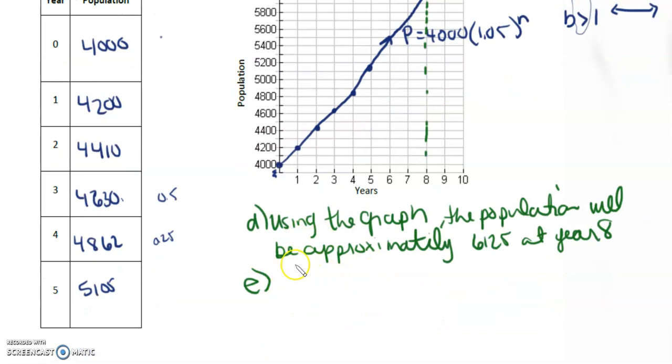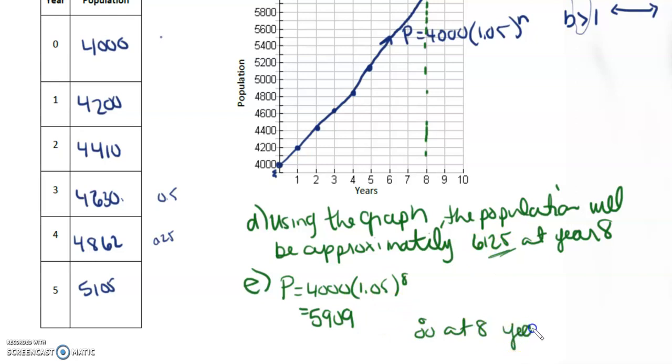Okay, now E asks us to do the exact same thing, but actually use the equation. So the population is going to be 4,000 times 1.05 to the exponent 8. Just note that it's difficult to actually pinpoint on a graph exactly where the number is. So using that, I get 5909. So that's actually not too far off. I definitely overestimated here. So therefore, at 8 years, the population is 5909.